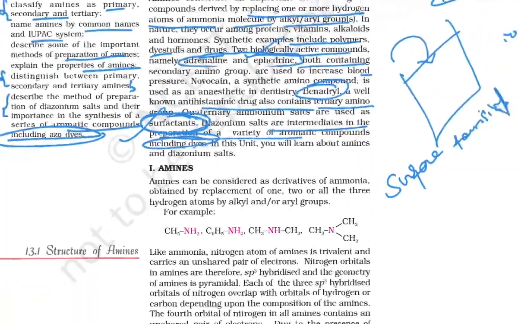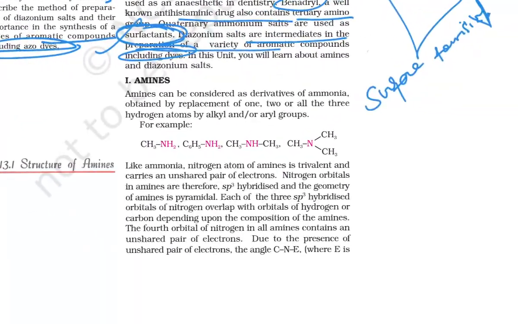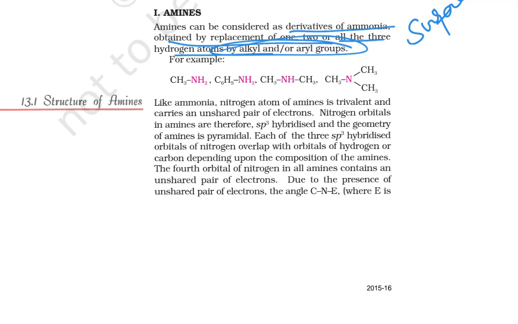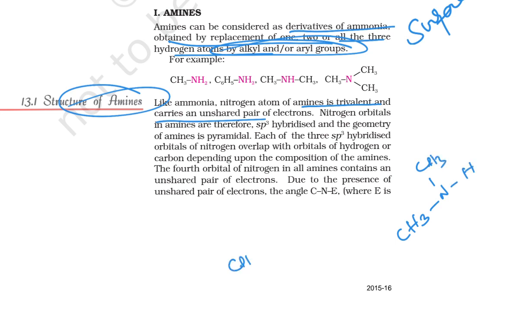So when it comes to amines, amines can be considered as a derivative of ammonia, obtained by replacing one, two, or all three hydrogen atoms by alkyl or aryl groups. I already told you. Then we go for the nomenclature. Like ammonia, the nitrogen atom in amines is trivalent and carries an unshared pair of electrons. I will explain it in a very detailed way. Look here. This is your primary amine. This is your secondary amine. Then this is your tertiary amine.